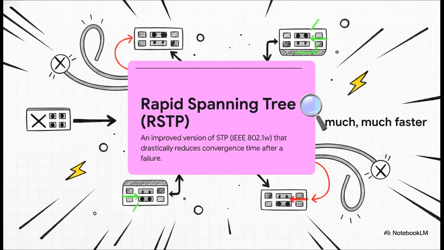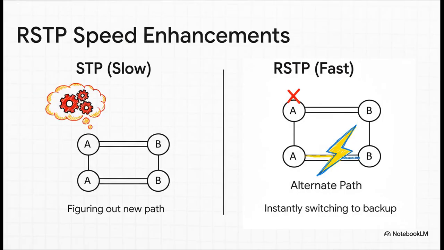So this is where the sequel comes in, the faster, stronger hero. Enter Rapid Spanning Tree Protocol, or RSTP. As the name suggests, it was designed for one thing and one thing only: speed. It does the same job as STP, but it does it way, way faster. So what's its secret? How is it so much faster?